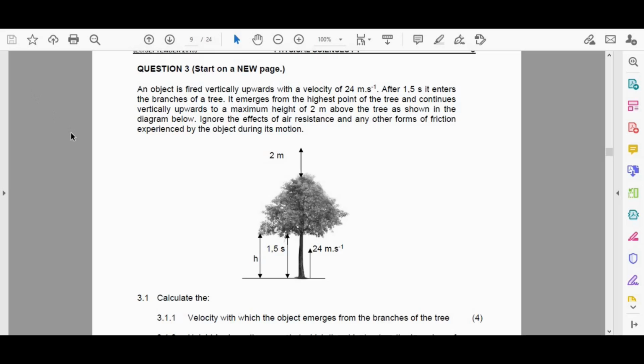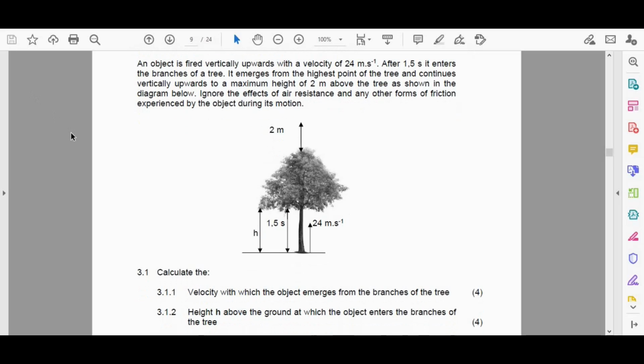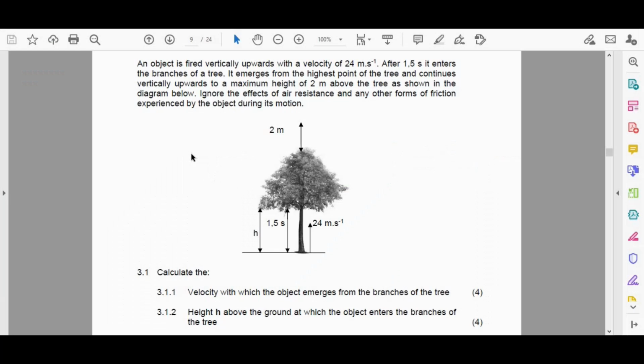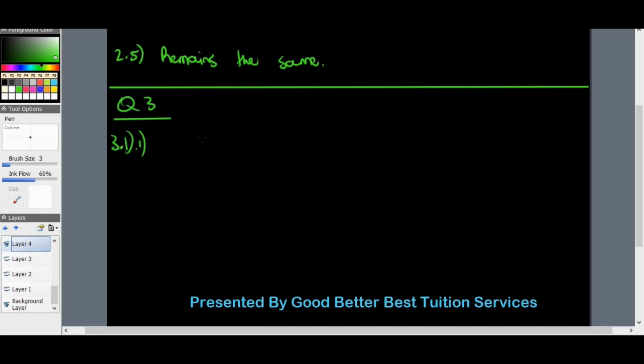But in 3.1.1, they said calculate the velocity with which the object emerges from the branches of the tree, and that is for 4 marks. Alright, so this is an equation of motions question. We can definitely tell for 3.1.1. Okay, so we have to decide what do we have. We want to calculate the initial velocity, or the velocity with which the object emerges from the branches of the tree. Okay, so let's have a look here.